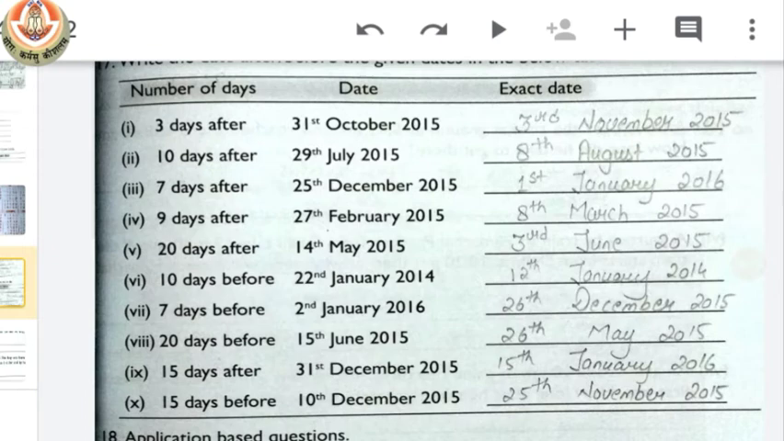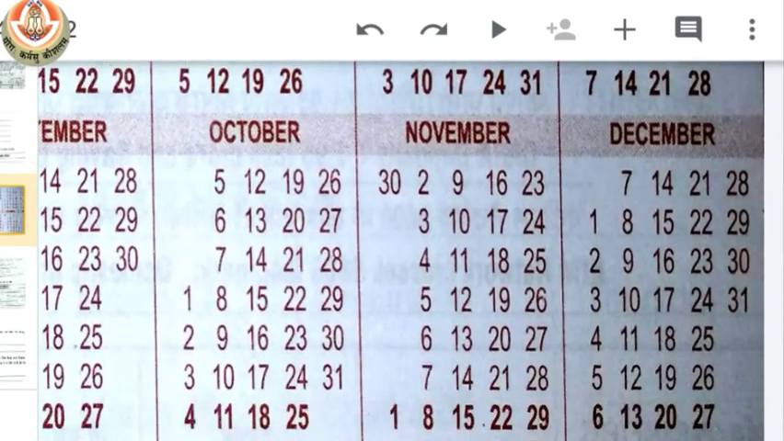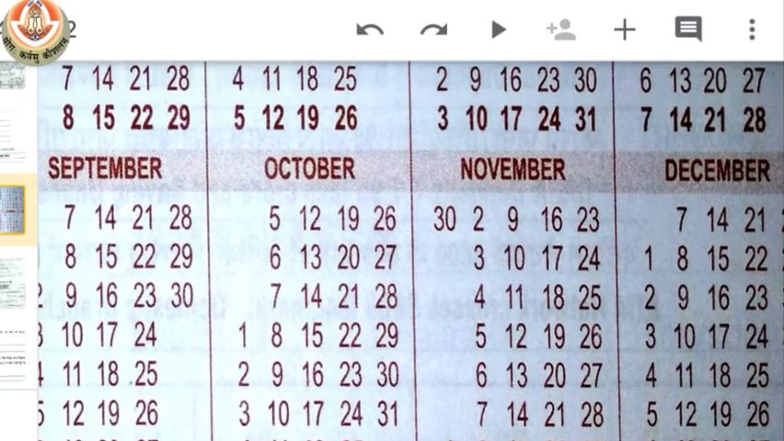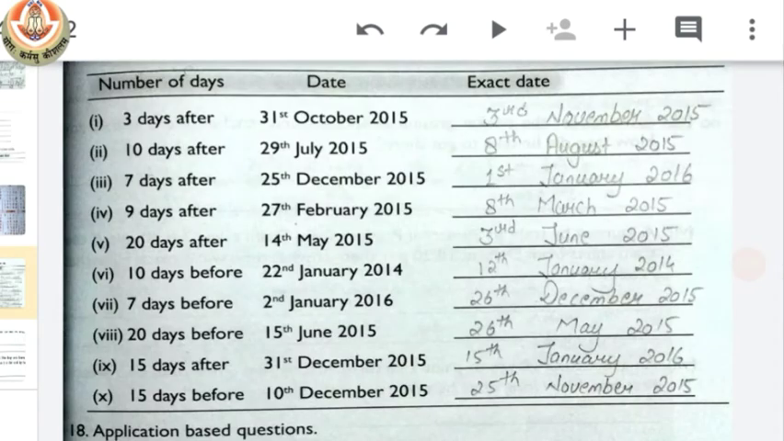Now the next one is 7 days after 25th December. So let's see, 7 days after 25th December. So this is 25th December. So let's count after this. 1, 2, 3, 4, 5, 6. And then the 7th day is on 1st of January of next year. So the answer will be 1st of January of next year. So it is 1st of January 2006.